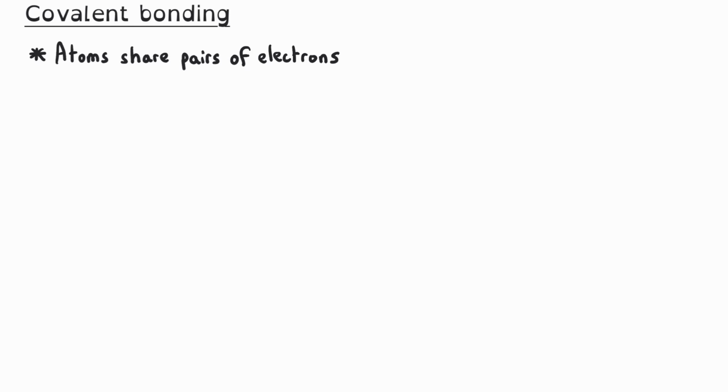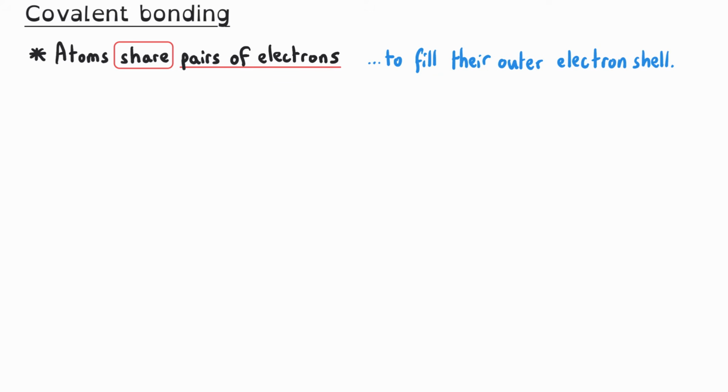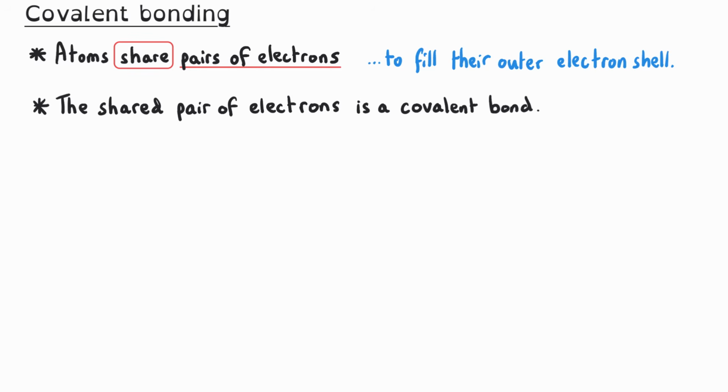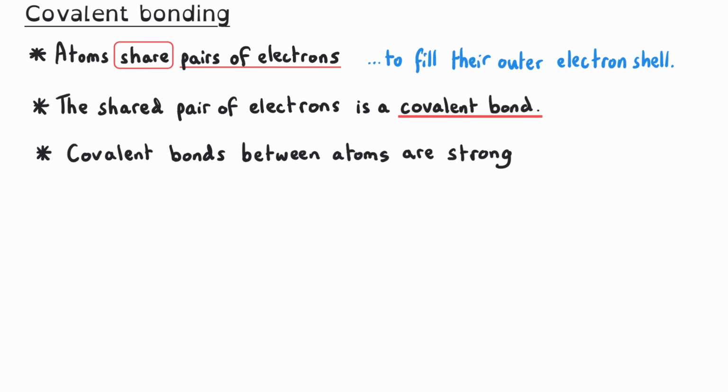Covalent substances are formed when atoms share pairs of electrons to fill their outer electron shell and become stable. The shared pair of electrons is a covalent bond, and it's the covalent bond, that shared pair of electrons, that holds the atoms together. And the covalent bonds between atoms are very strong, which means that they are very difficult to break. It requires a lot of energy to separate the atoms out from that covalent bond.